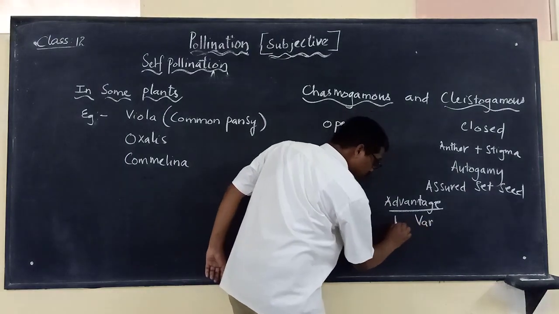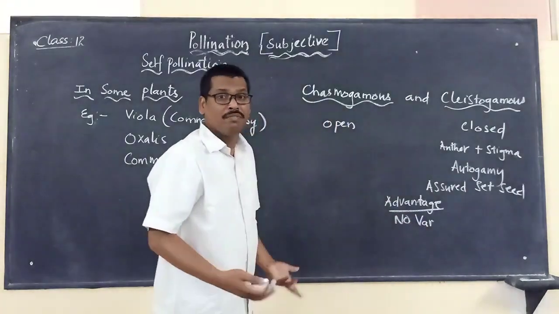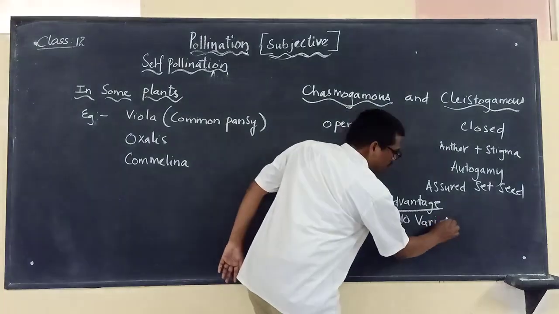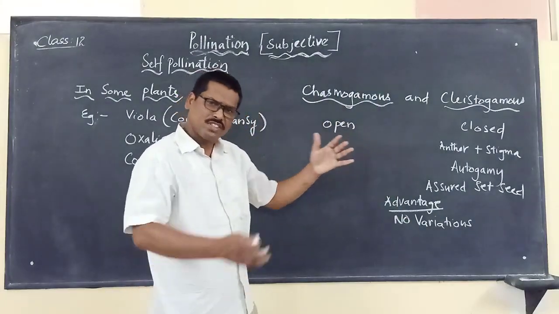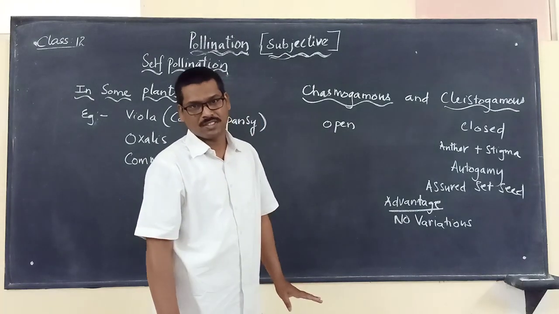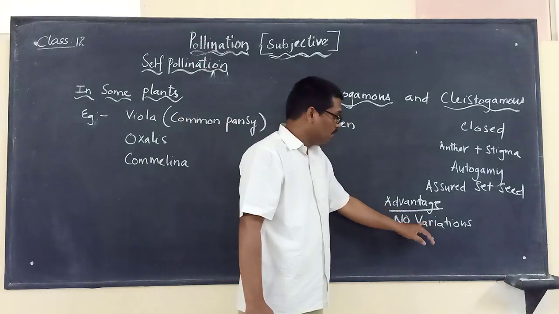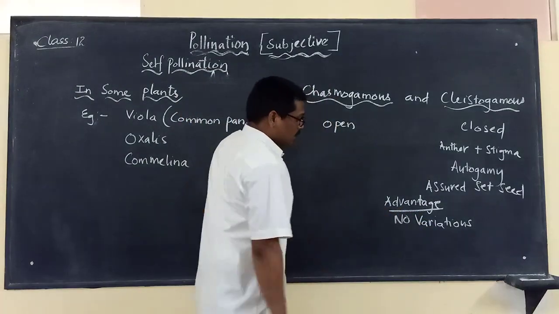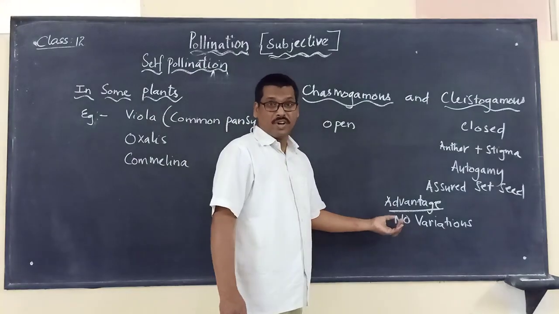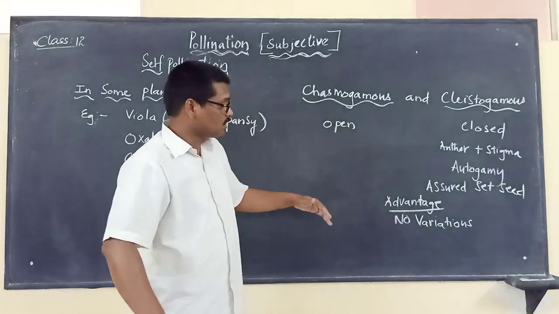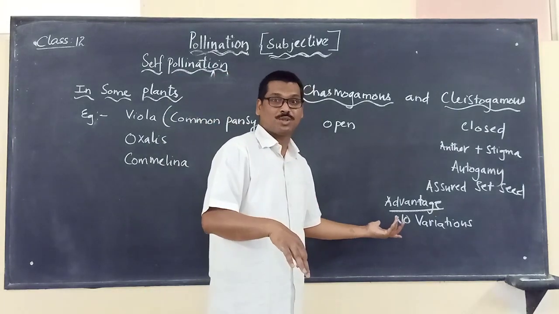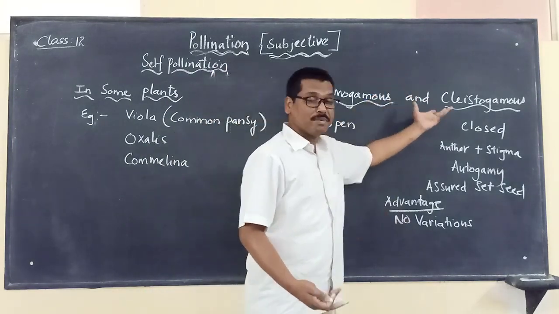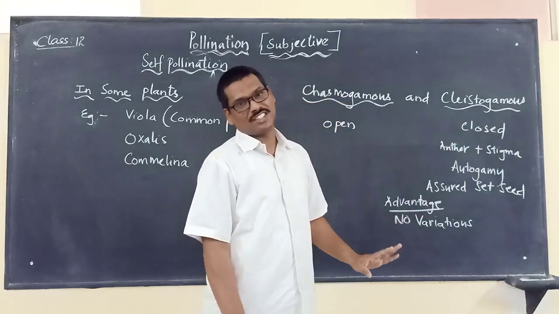Sorry, they will not show variations. No variations will be seen in these plant flowers, because they are producing the same type of flowers. This is one point that we have to keep in mind. This is one advantage, and at the same time you can see this as a disadvantage also. In the cleistogamous flowers, it will not show variations.